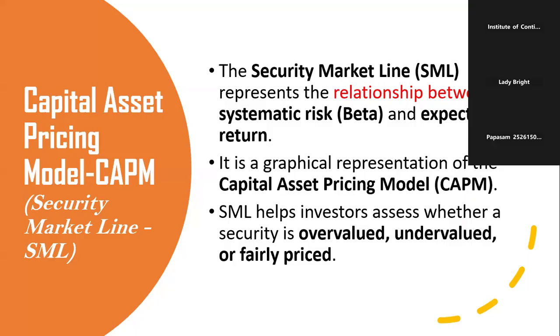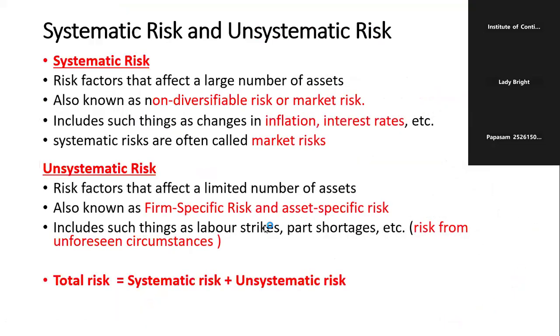Foreseen circumstances, particularly related to companies. So for total risk, you will have systemic plus unsystemic.